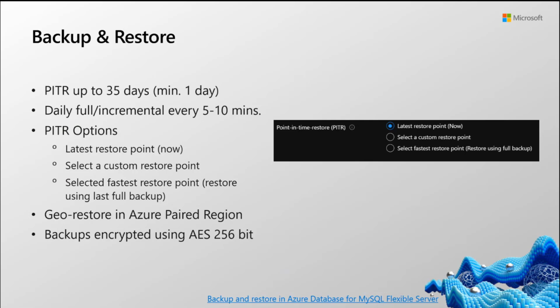Now, when you provision the database instance, you have an option to select geo backups, which would allow us to copy your backups to the paired Azure region, which you can use to restore your database instance in the paired region in case the primary instance goes down for any reason, or if you want to use these backups for disaster recovery. And you can configure these backups during the provisioning or post provisioning. And all these backups are encrypted using AES 256-bit encryption.